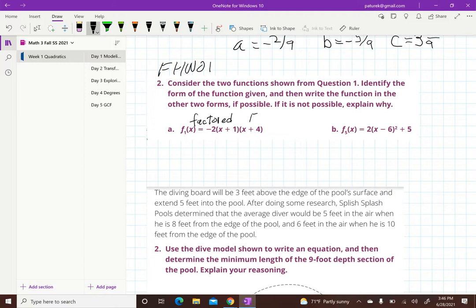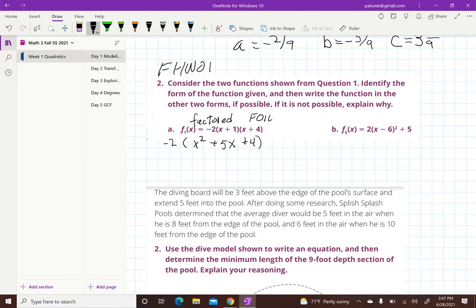So I'm going to do FOIL, first two, outer two, inner two, last two, and then multiply all of that by -2 afterwards. So doing the first two, I get x squared. For the outer two, I get 4x. From the inner one, I get 1x. 4x plus 1x is 5x. And then for the last two, 1 times 4 is 4.